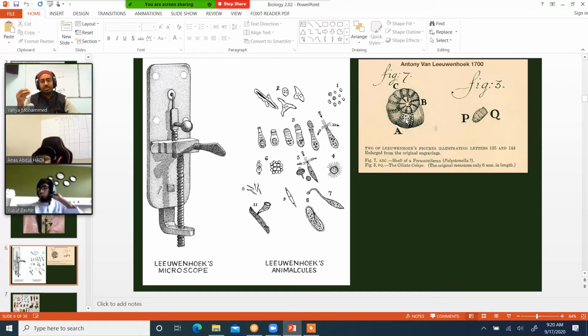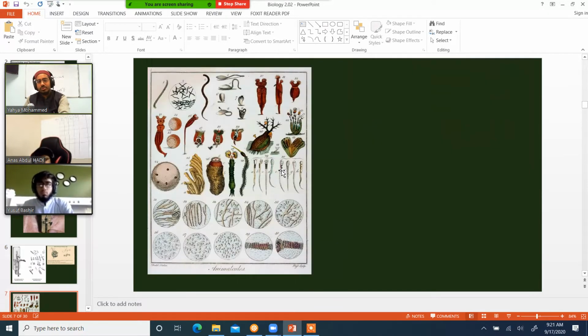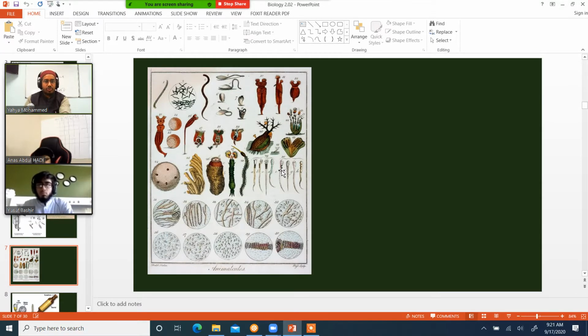But some of them were actually things that he called animalcules, because they were moving around and stuff like that, right? So these are very tiny microorganisms that he found in pond water or ocean water or whatever he was looking at, and he saw them using this microscope. So these are some more examples right over here of some of his drawings, right? These are some of the early drawings, right?